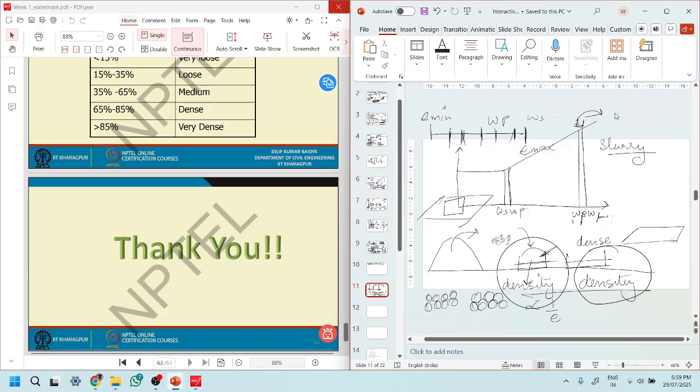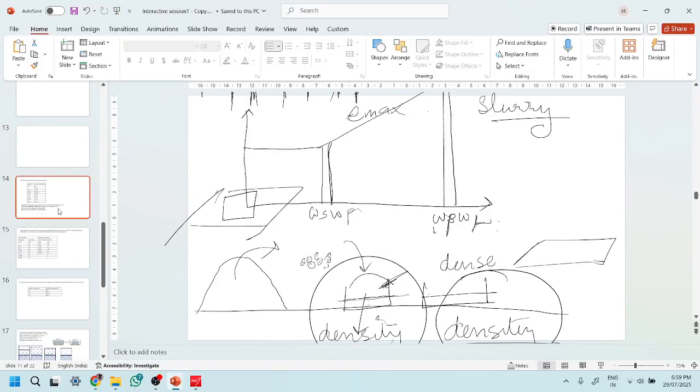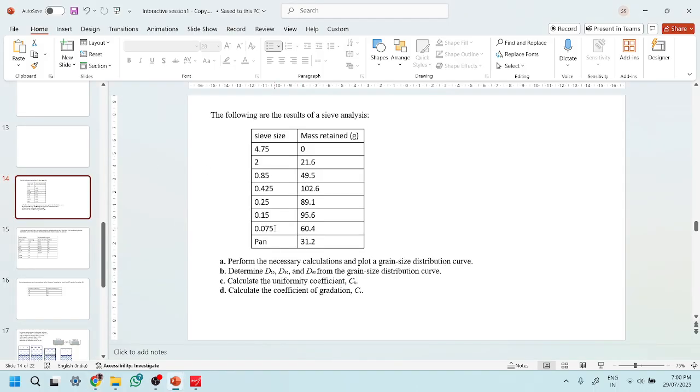Okay, then we have the classification. So what we can do now is move on to cover some questions. Following are the results of a sieve analysis. Perform the necessary calculations and plot a grain size distribution curve. Determine the D30, D10, D60 from the grain size distribution curve. Calculate the CU and calculate the CC.